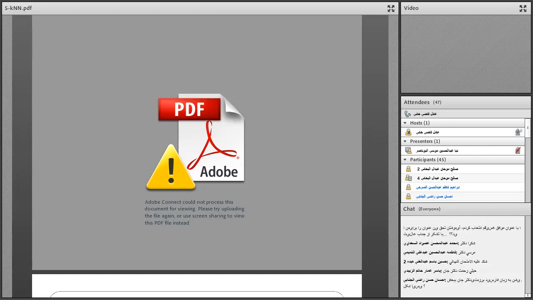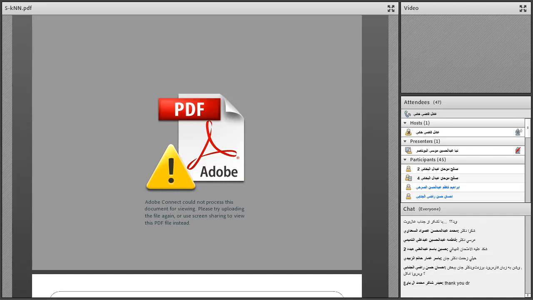Okay, Mr. Saleh, you say that if the target is not equal to the output, after the update it will be equal. After we update the weight, it will be equal, and then we continue. Okay, we continue.